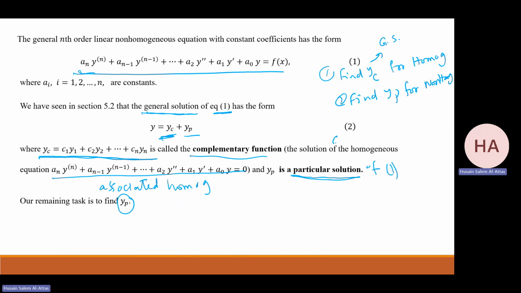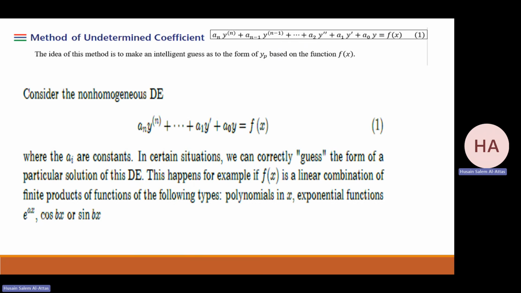Okay. The general solution for non-homogeneous is y equals yc plus yp. We have two methods to do that. The first method is called undetermined coefficients. The idea of this method is how we can make an intelligent guess for the form of yp, and then we'll try to find that yp.